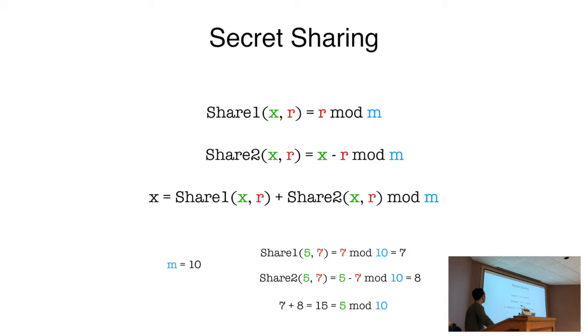So for a concrete example, let's say we take randomness 7 and create two shares of it. So 5 and 7. The first share will be 7 mod 10, which is just 7. The second one will be 5 minus 7, which is negative 2 mod 10, which is 8 in modular arithmetic. And then when you add those together, you get 7 plus 8, which is 15 mod 10, which is 5. So this essentially just proves that if we secret share these values, we can reconstruct them.